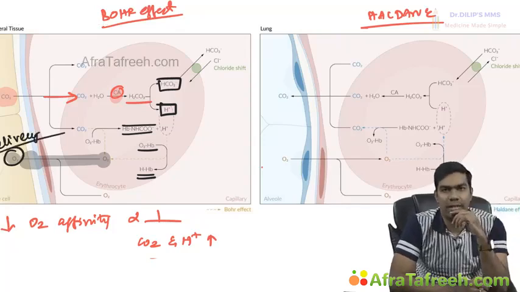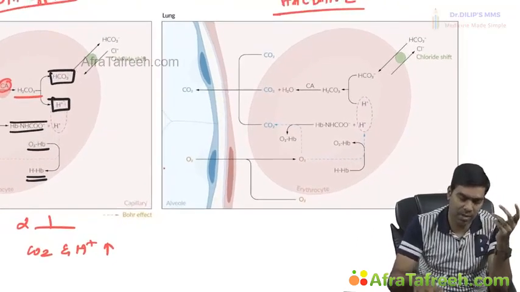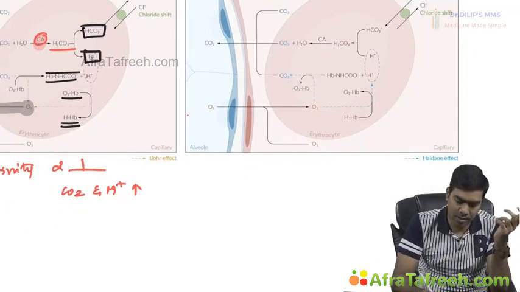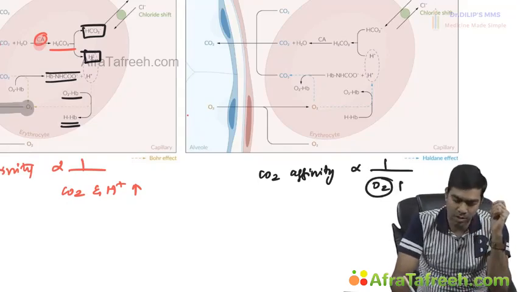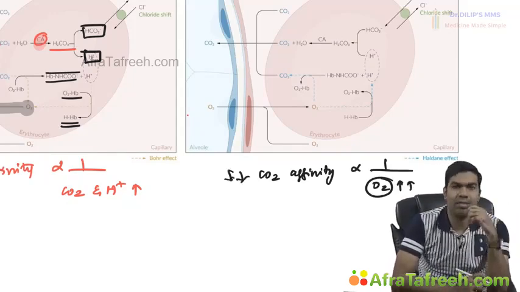So what do you mean by Haldane effect? If you ask me, Haldane effect is something a little bit different. In Haldane effect, what they are telling is that the carbon dioxide affinity for hemoglobin is inversely proportional to the presence of oxygen. Which means if the oxygen is increasing, the carbon dioxide affinity will decrease, the carbon dioxide will be released and the oxygen will be taken up.